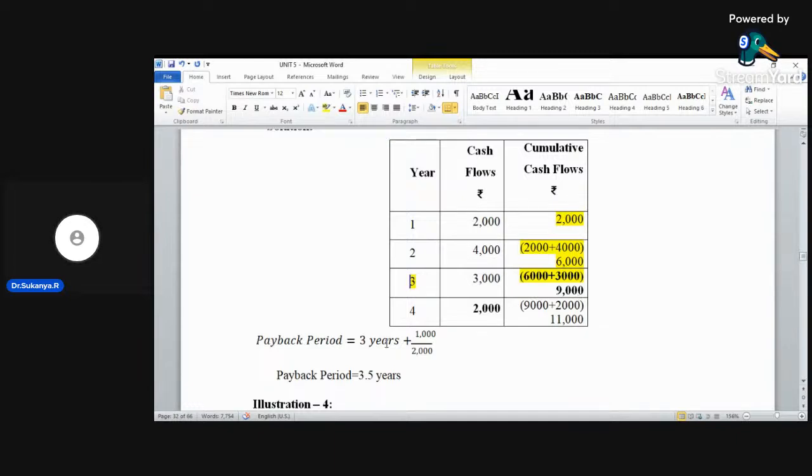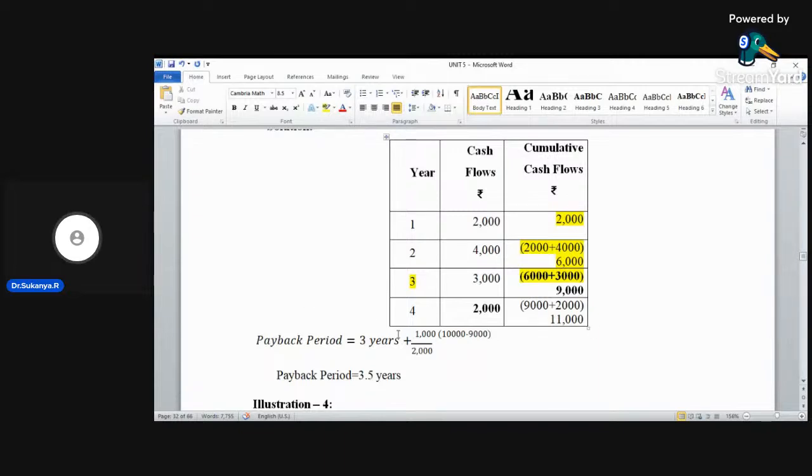Why? Because at the end of 3 years, you are able to get 9,000 rupees. Plus, why is this 1,000 given? 1,000 is nothing but the unrecovered money. That means 10,000 rupees was the original investment minus 9,000 rupees, which you are able to recover. So 10,000 minus 9,000, you get 1,000.